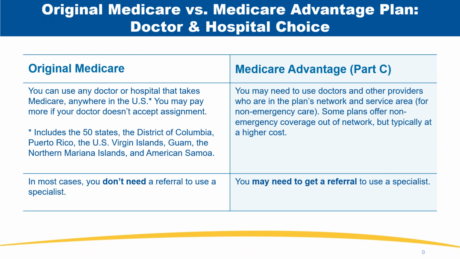You may need to get a referral to use a specialist if you have Part C. You're working with an insurance company at this point, and they have a set network of who they work with, including hospitals, doctors, and any other specialists you may see. So you would always want to make sure that the doctor is in the network.